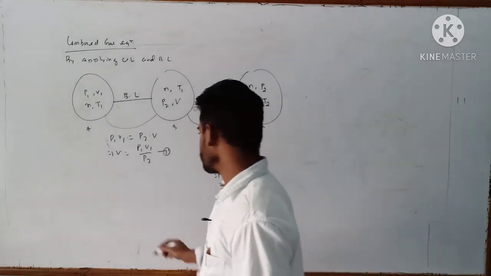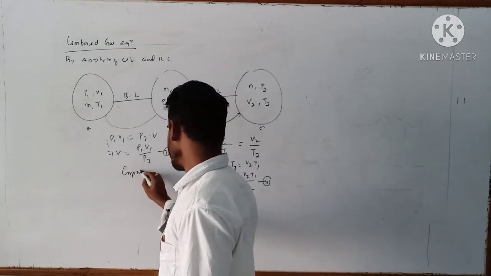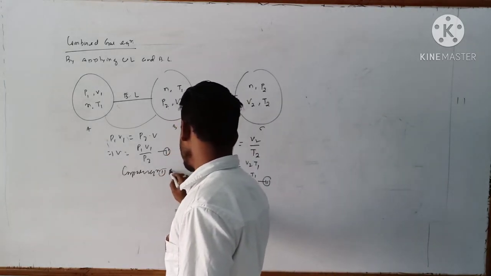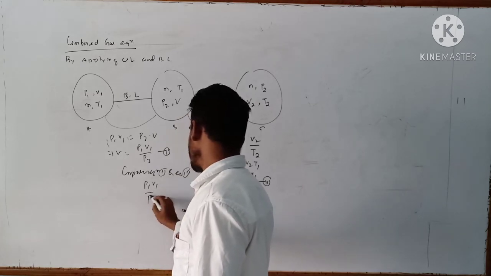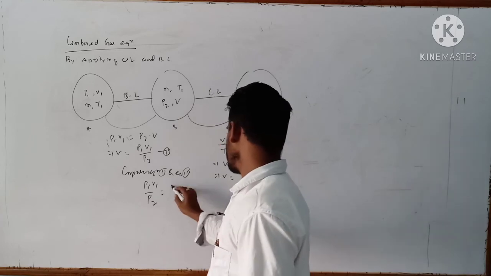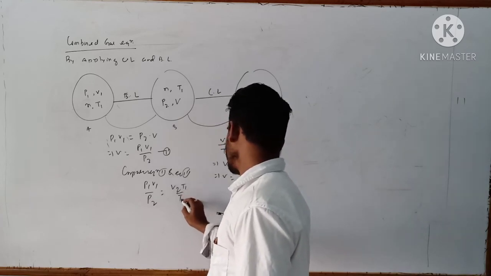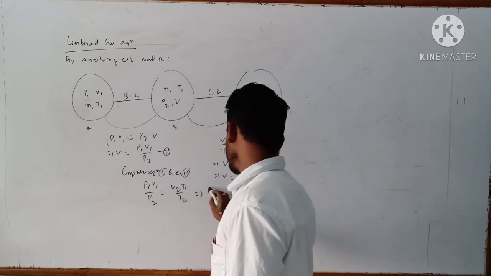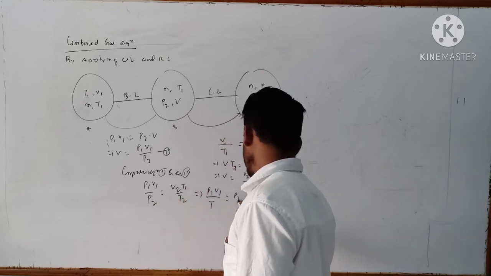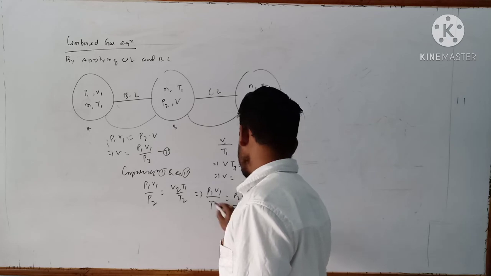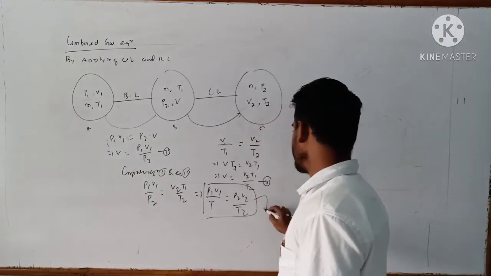You just compare equation 1 and equation 2. So what will we get? P1 V1 by P2 is equal to V2 into T1 by T2. That implies P1 V1 by T1 is equal to P2 V2 by T2. This equation is called the combined gas equation.